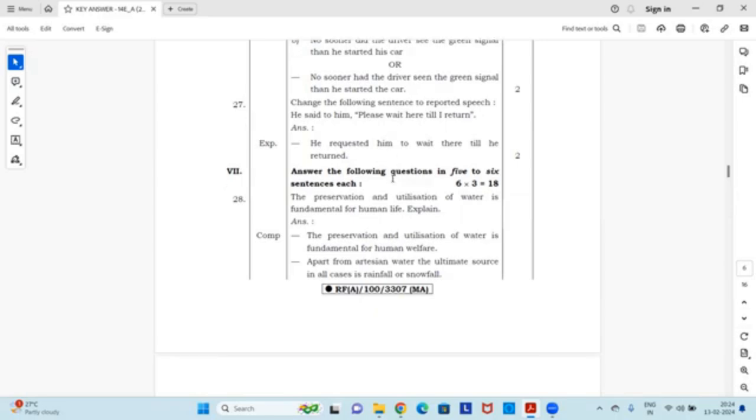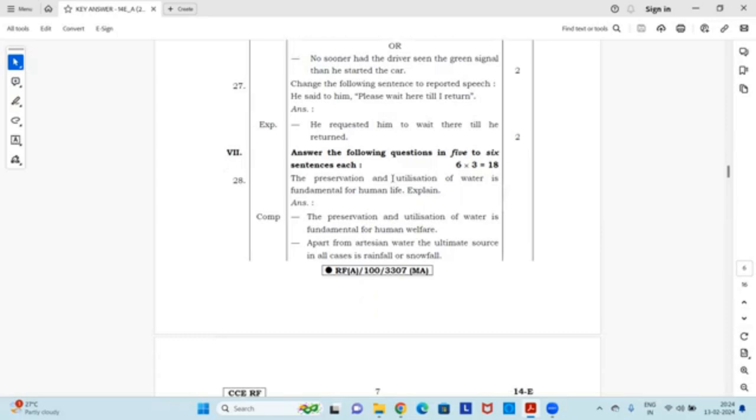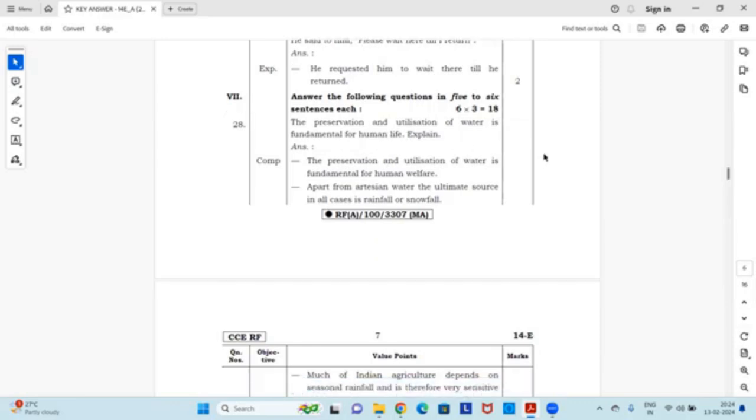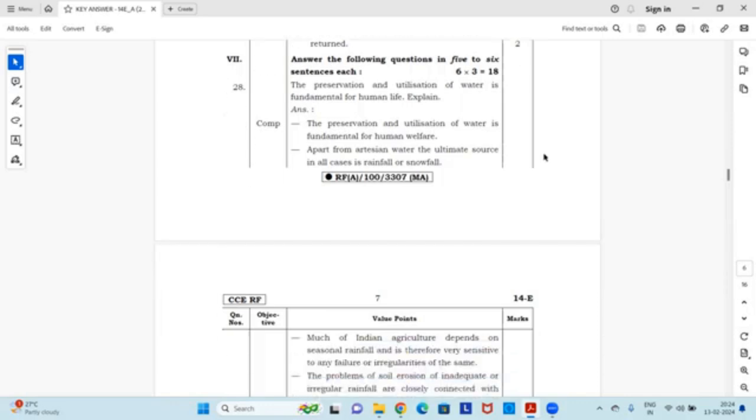Okay, moving to Part 7, main. Answer the following questions in 5 to 6 sentences. 3 mark questions. Question 28. The preservation and utilization of water is fundamental for human life. Explain. Again, let's see the points. The preservation and utilization of water is fundamental for human welfare.